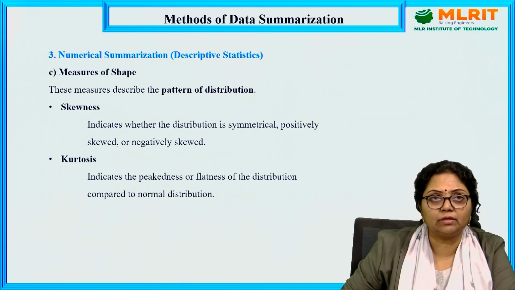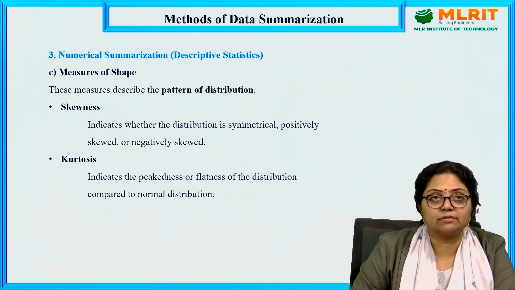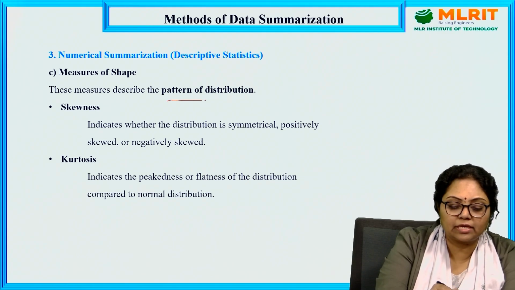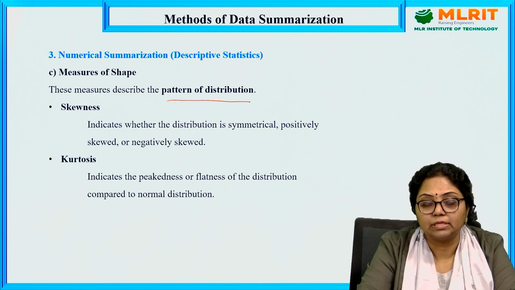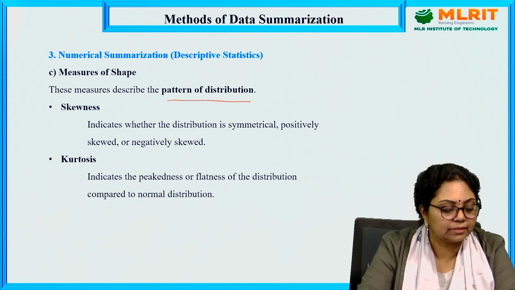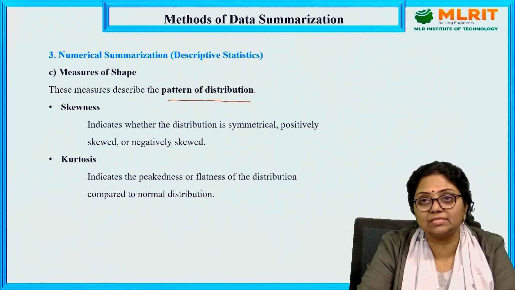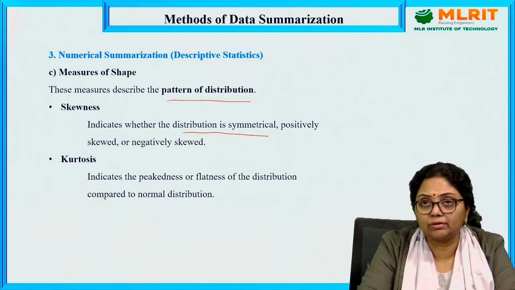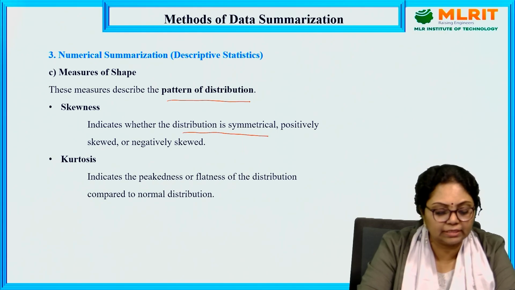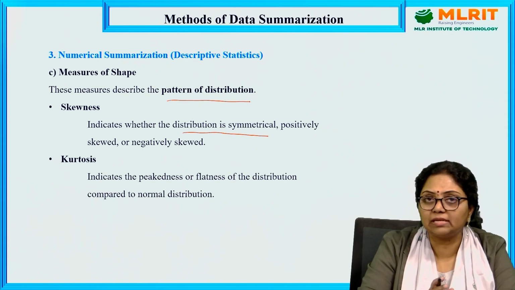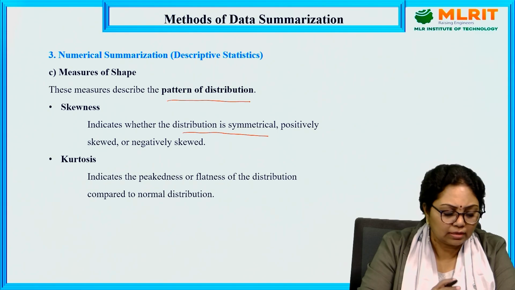Let's move forward. The third one is measures of shape. Here we describe the patterns of distribution. Under this, we have skewness and kurtosis. What does skewness indicate? Skewness indicates whether the distribution is symmetrical, positively skewed, or negatively skewed. So we study the distribution: is it symmetrical, or is it towards the right side or towards the left side? Positively skewed or negatively skewed.